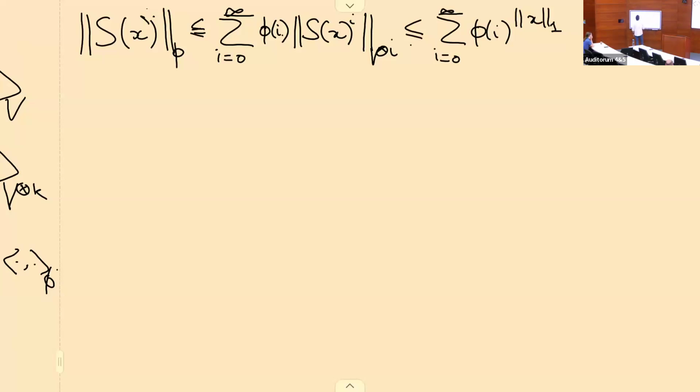Hold on, there could be some squares around. Yeah, this is a square because this is the norm. It's the inner product. Yes, this is a square. So this is 2 times i divided by i factorial squared. So this was by the factorial decay.